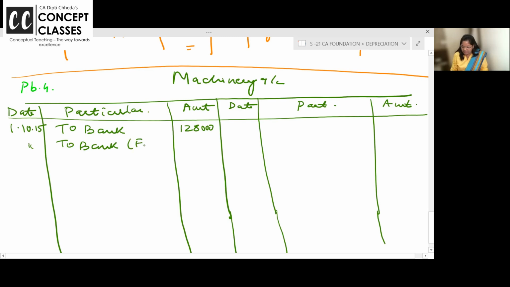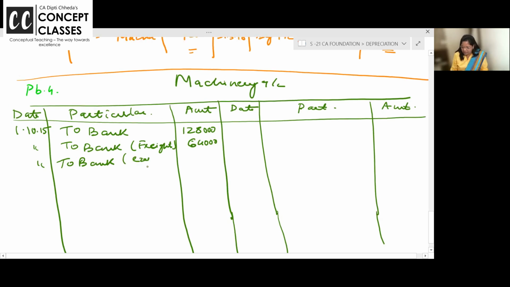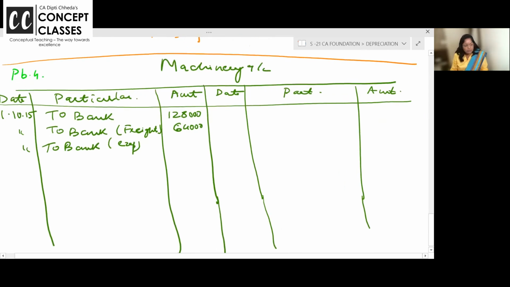That is freight, custom duty and freight is 64,000, and one more expense after the freight is other erection charges and all expenses. You know, machinery needs to be installed. So that is 48,000.